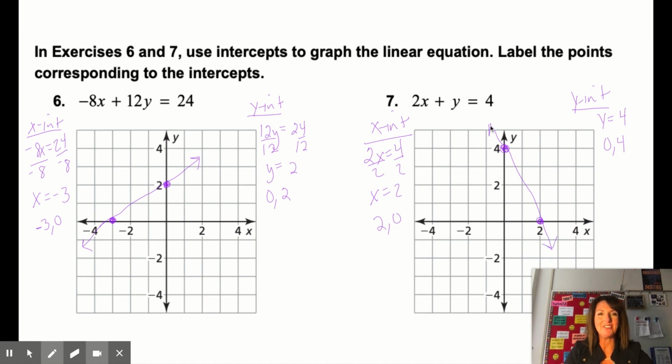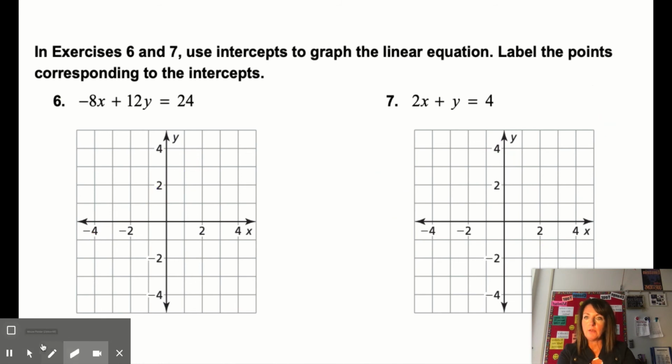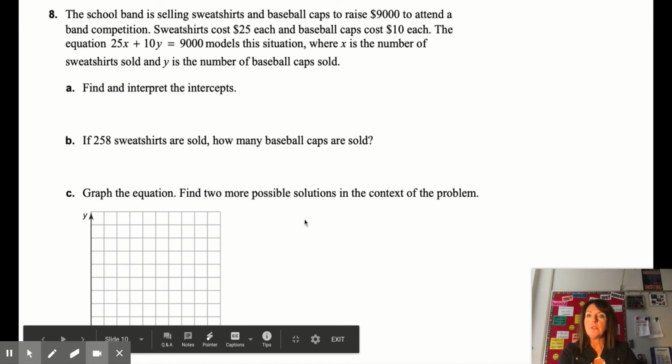As best I can. I'm sure I made some silly faces on that one because I am not a good line drawer on a graph virtually. Okay, so here we go. Now we will erase this. All right.